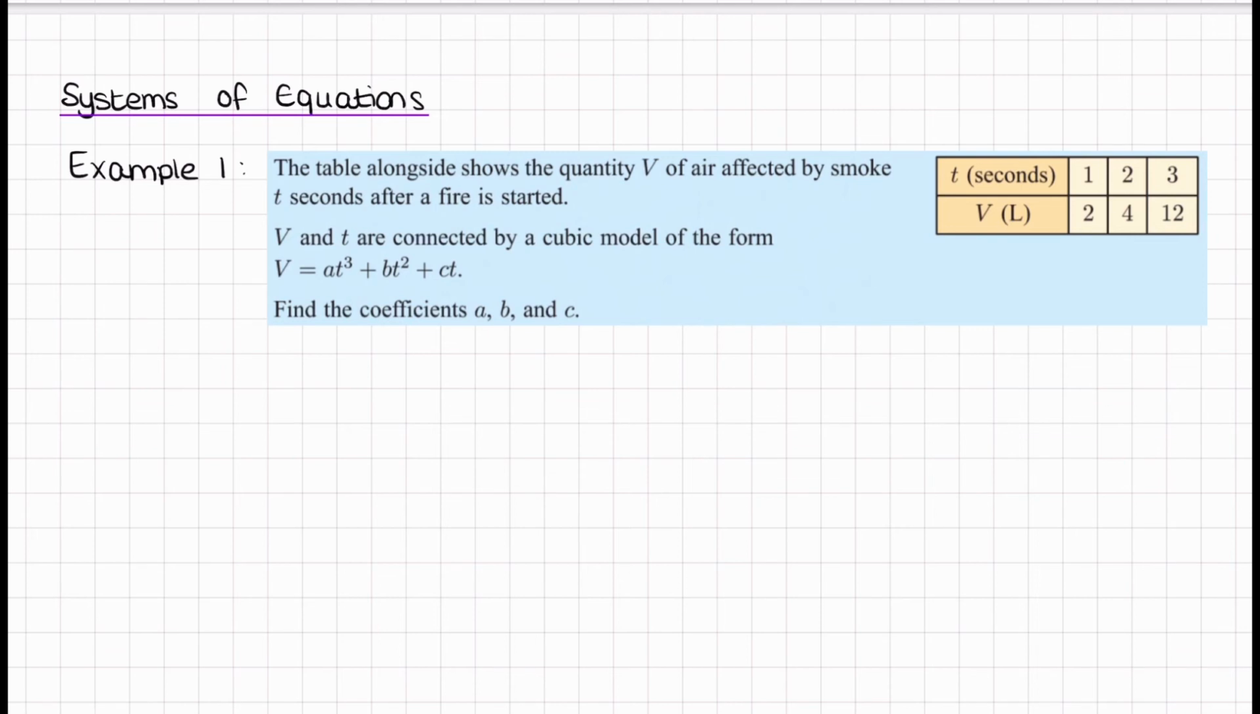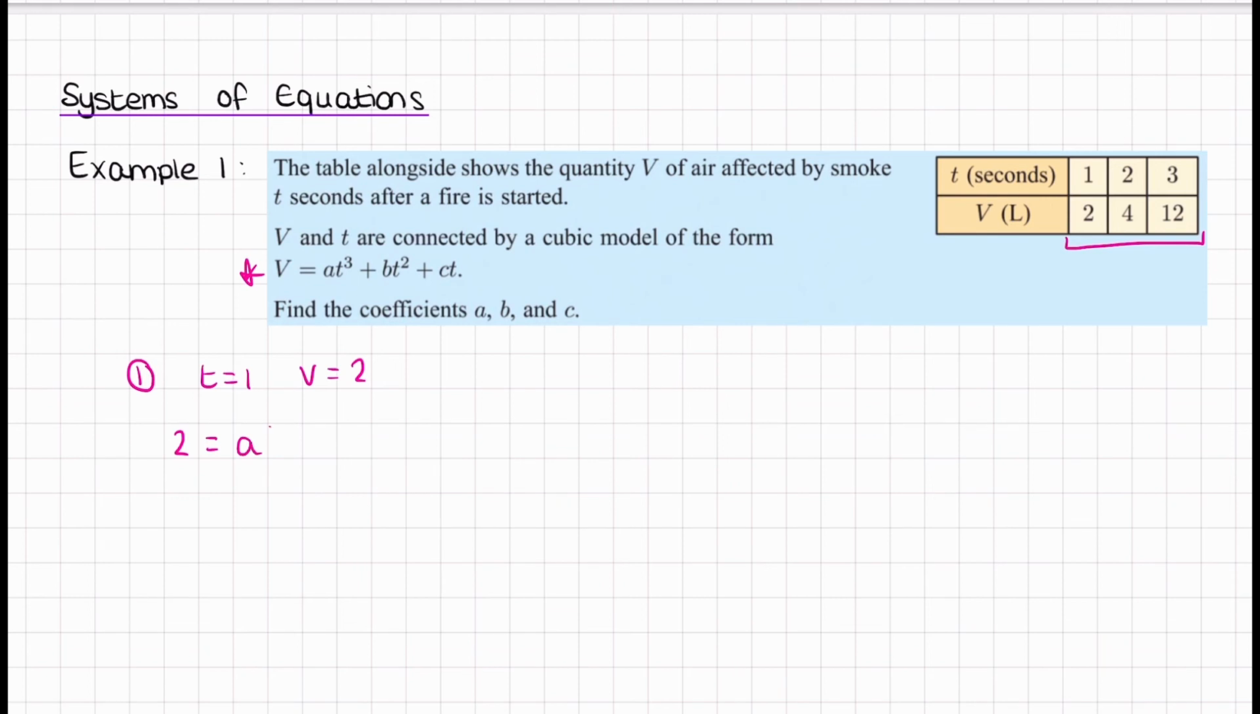Now, just because there are 3 variables here and not 2, we can still solve them simultaneously. It just means we should have 3 equations. Because we need to find 3 coefficients, we need 3 equations. And our question here gives us values to make 3 equations. So our first equation is when t equals 1, v equals 2. We can just plug that into our equation.